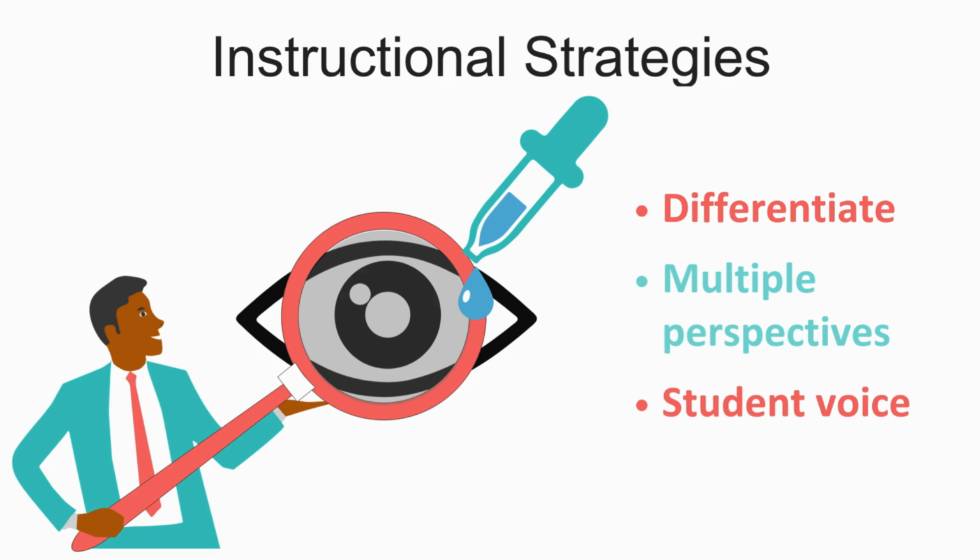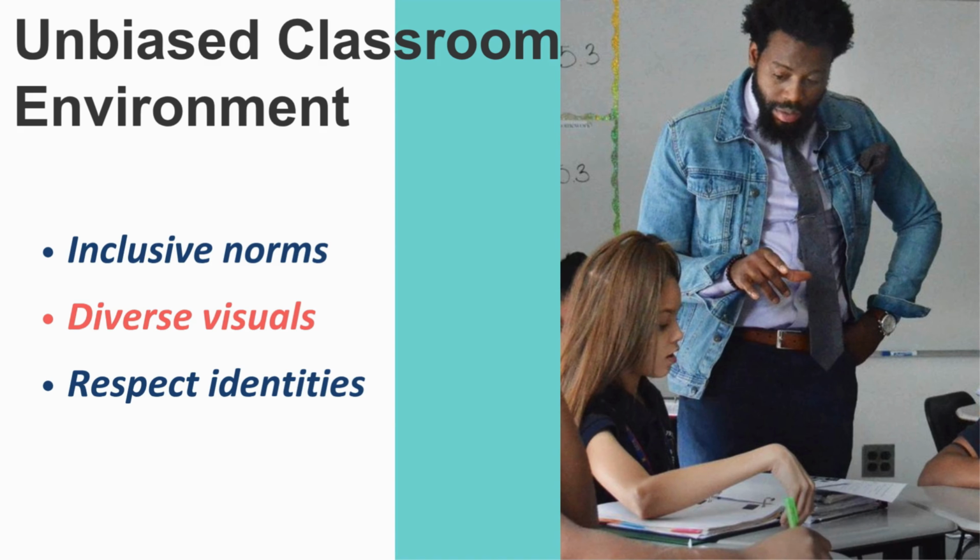So what are some instructional strategies we can use? We can differentiate instruction, include multiple perspectives, and again, allow students to have a voice. When the students have a voice, you remove, or you don't necessarily remove, let me take that back. You decrease the impact or the likelihood of biases because they are contributing to what it is that you're doing instructionally. So their voice is heard.